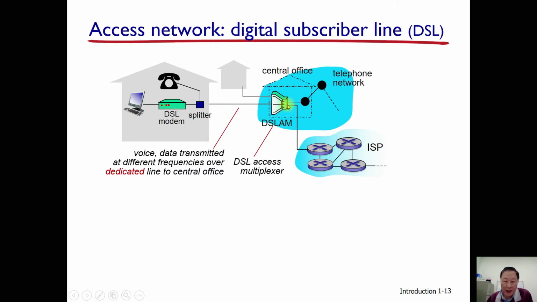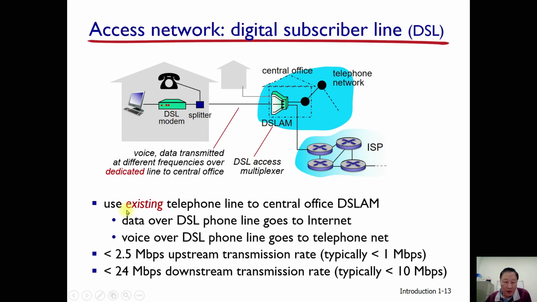Multiplexer: many signals are coming together here, and they are separated after that. And here this one is aggregating them together, that is called a multiplexer. This one is using the existing telephone line to the central office D-SLAM. This is called D-SLAM. And data over the DSL phone line goes to the internet, and the voice over the DSL phone line, that signal will go to this telephone network. This is the conventional, traditional telephone network.